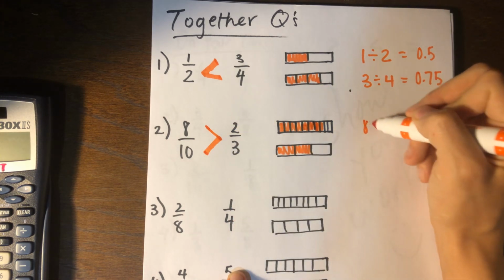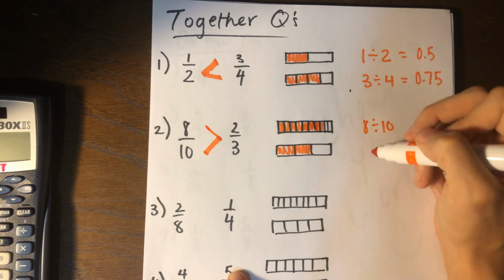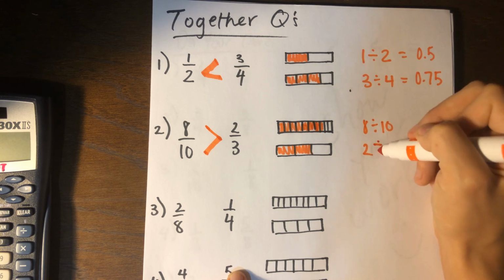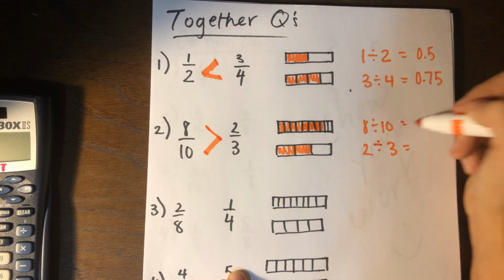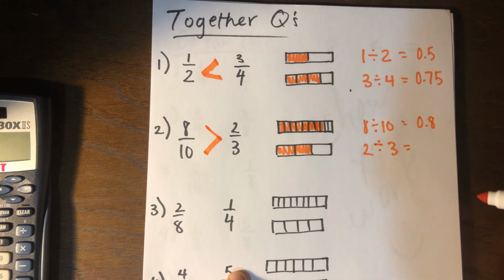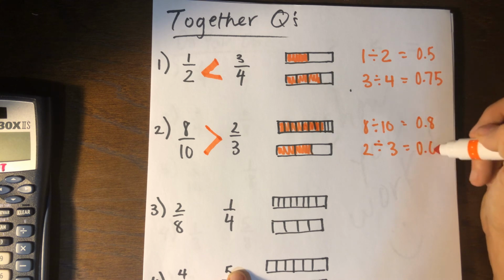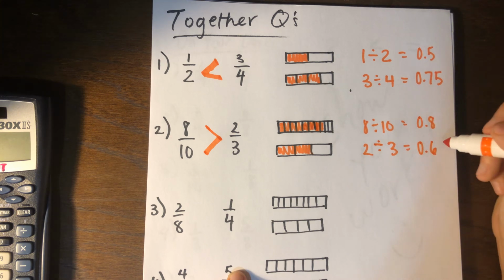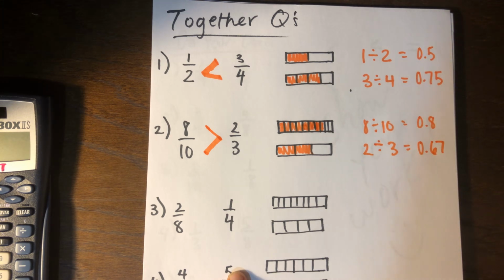And I can even test that again. Whichever way you feel more comfortable testing these, you can absolutely do it another way. Just show me your work. That's the important piece right here. 2 divided by 3 is 0.666667, so we round it to 0.67. 8 out of 10 is bigger.